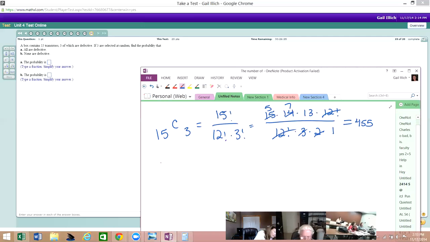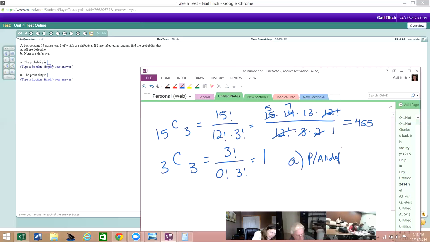3 choose 3. If you do 3 choose 3 on your calculator, it'll be 3 factorial over 0 factorial times 3 factorial. Remember, 0 factorial is 1. So this does just work out to be 1. So part A, the probability that they're all defective is 1 out of 455. Does that make sense? Yes.